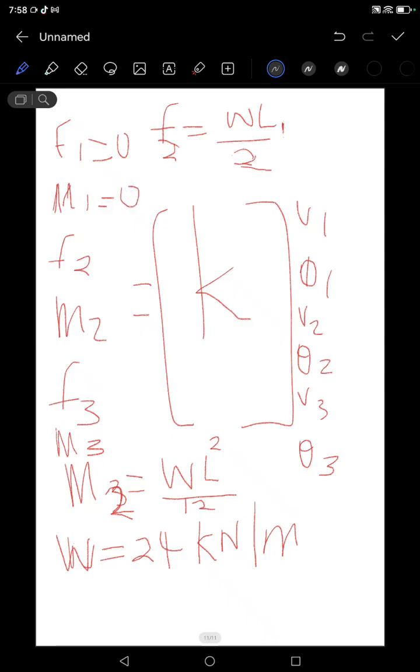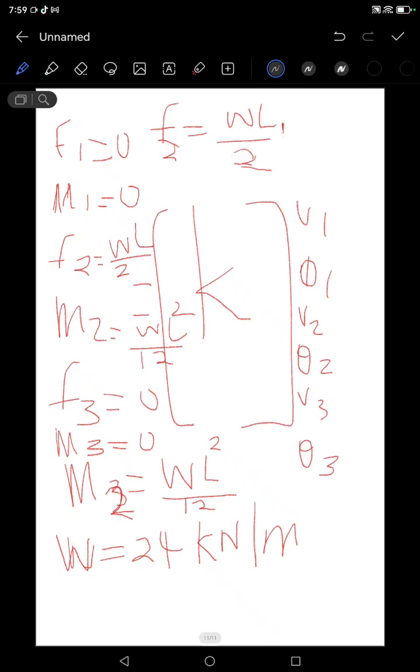And then F2 is equal to UDL multiplied by L over 2. And then moment 2 is UDL L squared over 12, and then you get your answer. So W equals 24, just substitute. And then F3 is equal to 0 because it's fixed, and also M3 is equal to 0 because it's fixed. So we're going to stop here.